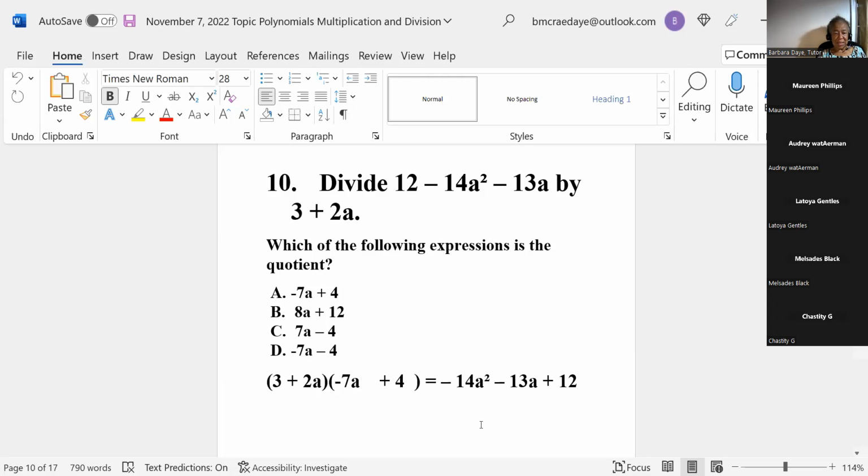Everybody following? Okay, so like we said, we had to have a 12. And to get a 12, we had to have the product of 3 times 4, because we had the 3 given right here. So this has to be a 4. We figured out we must have a 7, because if this is a minus 14, then 2a times 7a gives 14a to the second. But it's negative because this is a negative 7a. So our answer then has to be what? Minus 7a plus 4. That's our answer.